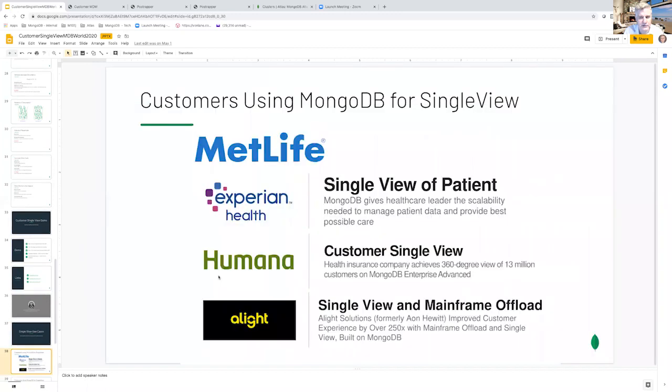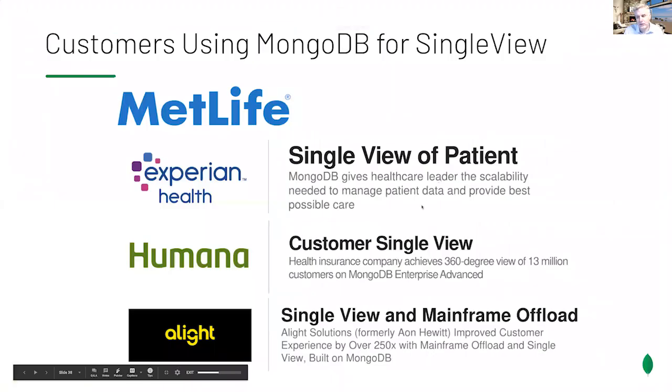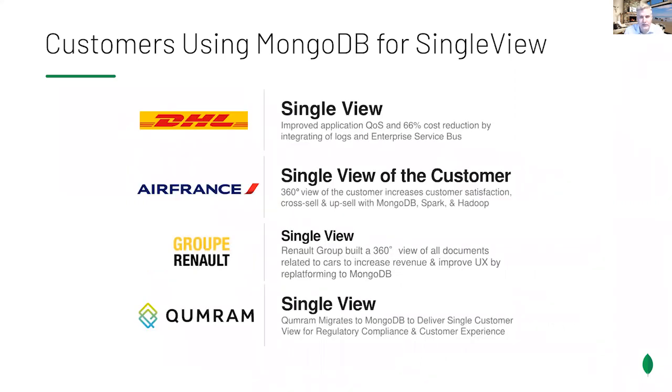Also, we do have some single view use cases. This is actually before we went serverless. So these are actual, in some cases on premises, but they do use the same concepts that we have for mastering data across multiple different systems and providing a single view. MetLife is one of our good proof points, Experian Health, Humana, Alight, DHL, Air France. Groupe Renault actually did this on products. So they did a 360-degree view of a car. So you can do single views of product information, single views of customer information, and have that same logic applied across multiple systems.